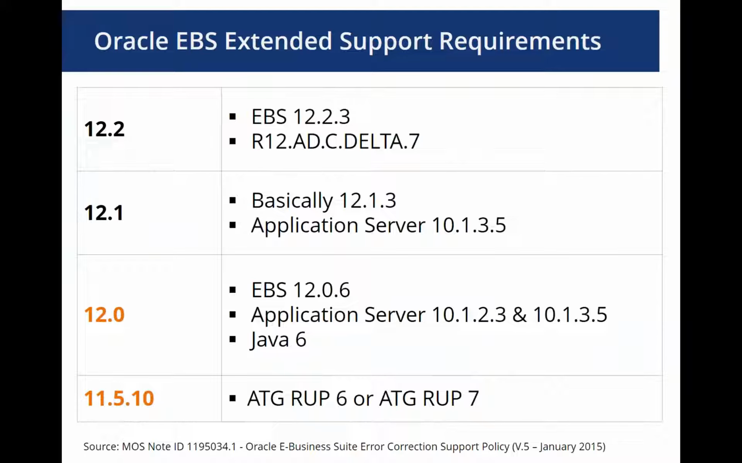So even for 12.2, if you've upgraded to that in the last couple of years, you may not be on 12.2.3, and the CPU patches are requiring these basic versions. For 12.2, you have to be on 12.2.3 with a specific AD level. For 12.1, you have to be on 12.1.3. You also have to be on application server 10.1.3.5. If you're still on 10.5.10 or 11.5.10, you need to be on RUP 6 or 7. So you have to be upgrading all the technology stack components as well as the application on a regular basis, generally every 18 months, in order to get the security patches.